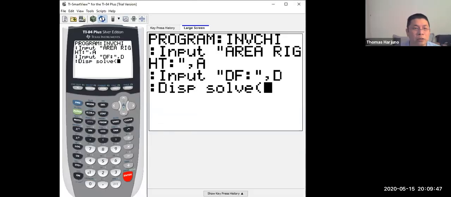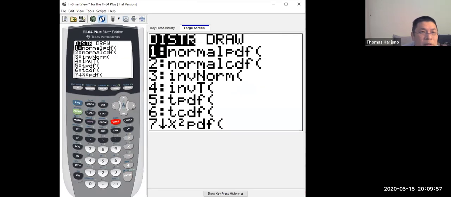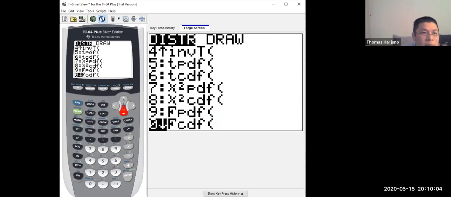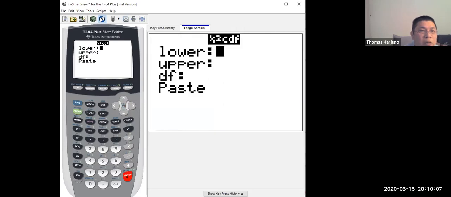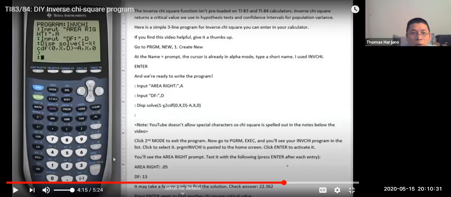From here, I will press 1 minus. Now I will go to chi-square CDF. Second, distribution, chi-square CDF. Enter. So the lower value is what again? I think the lower value is x. Let's go back there. The lower value is 0. And then upper value is x, and then d.